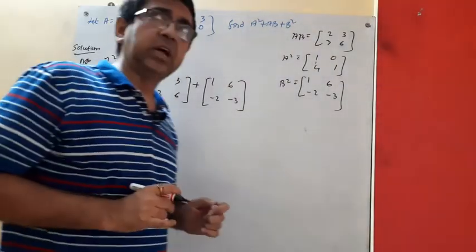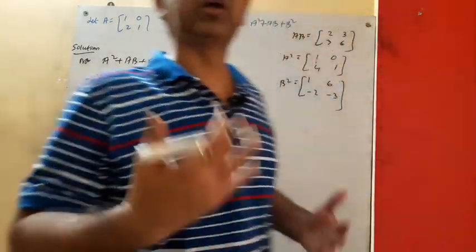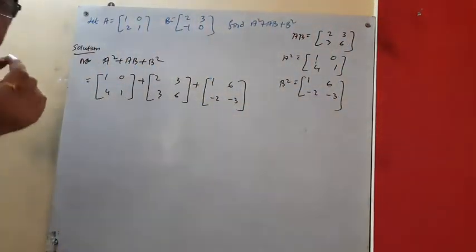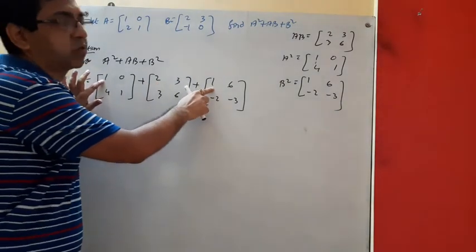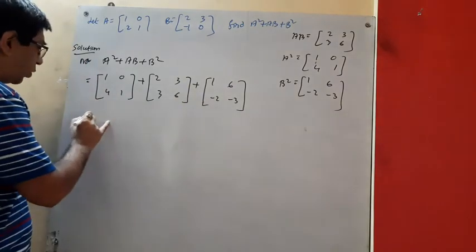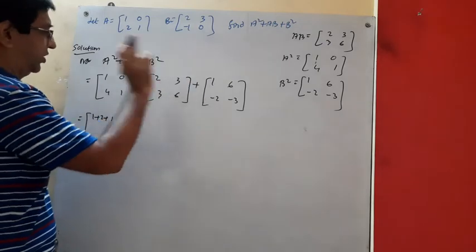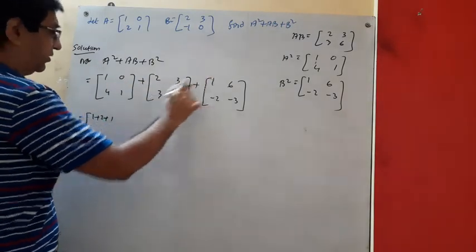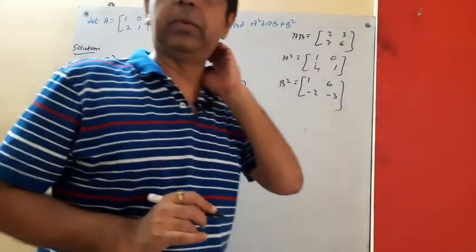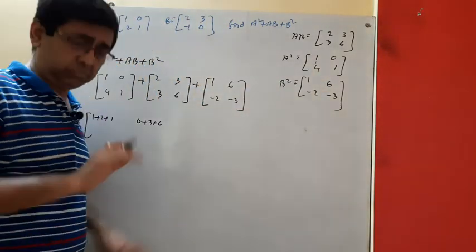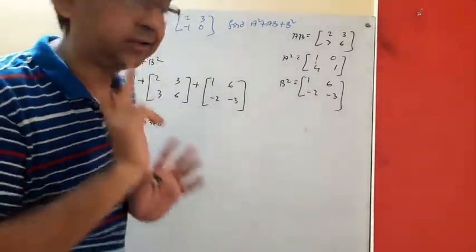In case of addition, corresponding elements are added. What are corresponding elements? The elements in the same position. Look, this is first row, first column of each of the matrices. So we go for 1 plus 2 plus 1, then 0 plus 3 plus 6. Sir, you didn't say about order of matrices. In case of addition, the order should be the same, otherwise you cannot add.